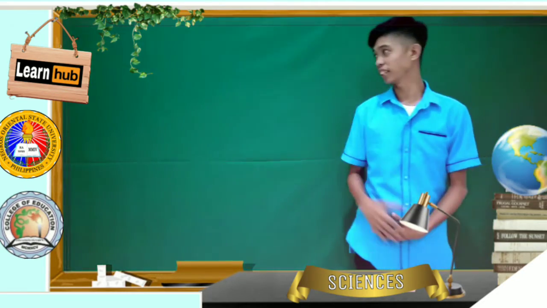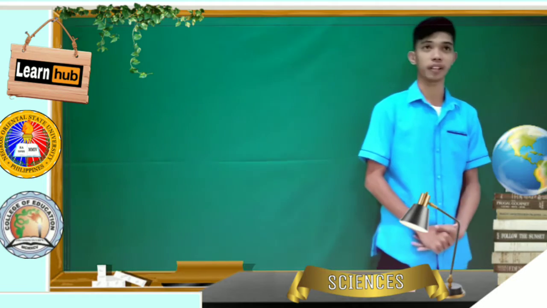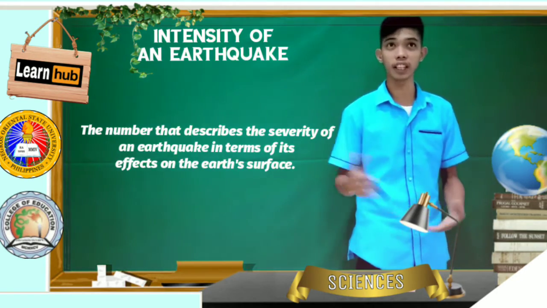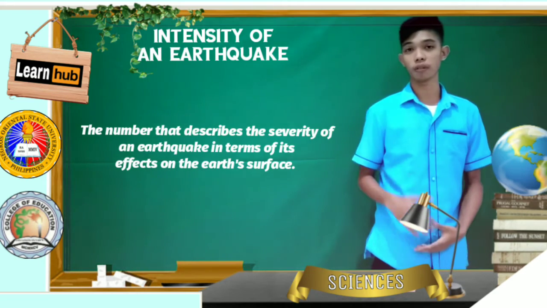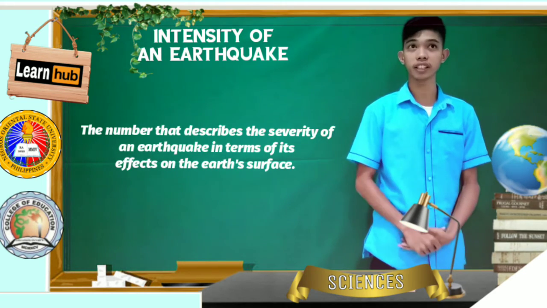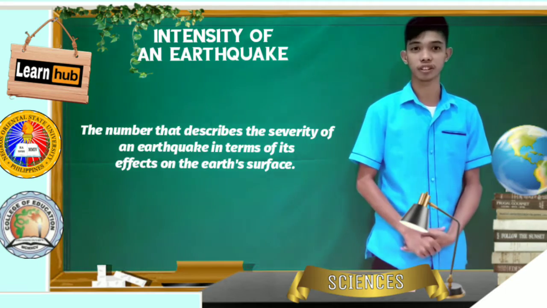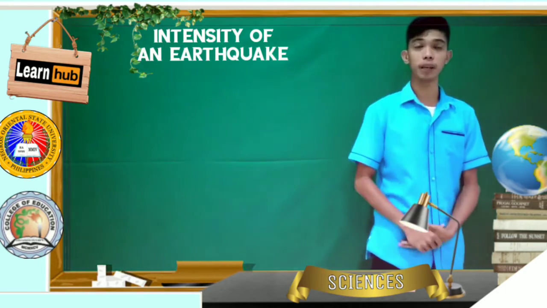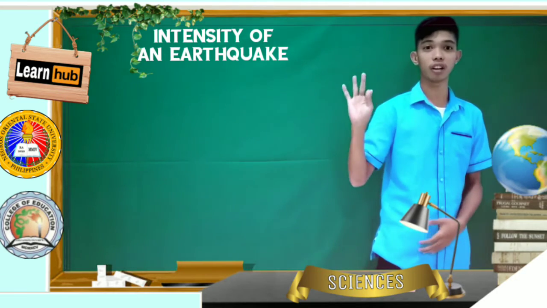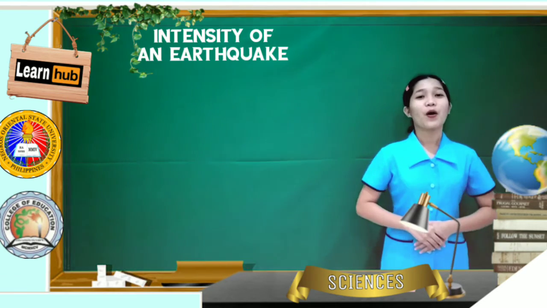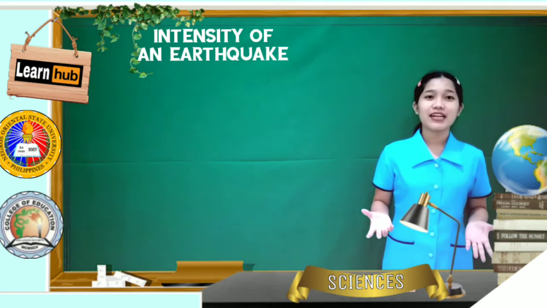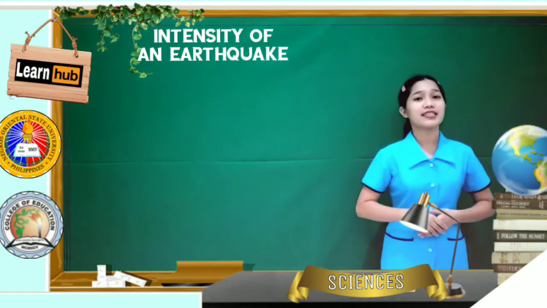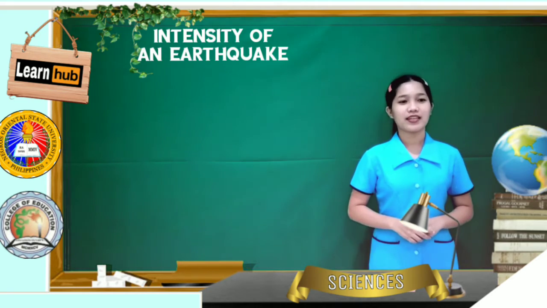Now, let's proceed to the intensity of an earthquake. The intensity of an earthquake is the number describing the severity of an earthquake in terms of its effects on the Earth's surface and on humans and their structures. So intensity is measured from effects on people, human structures, and the natural environment. Alright, so now we will discuss table 2, the intensity scale of an earthquake.